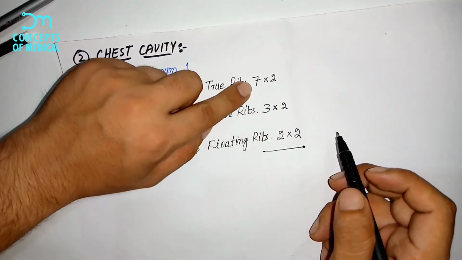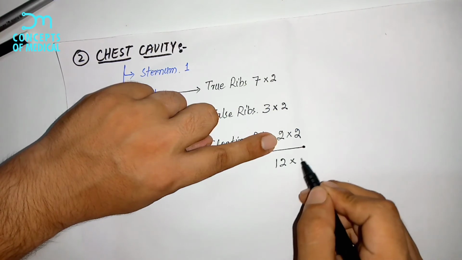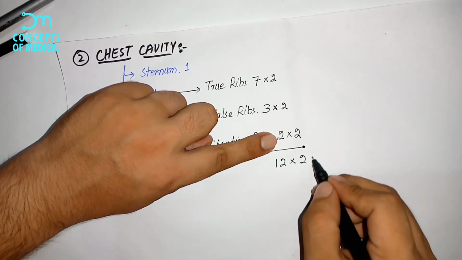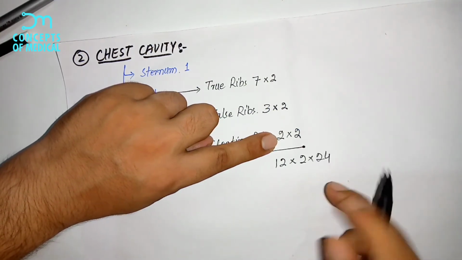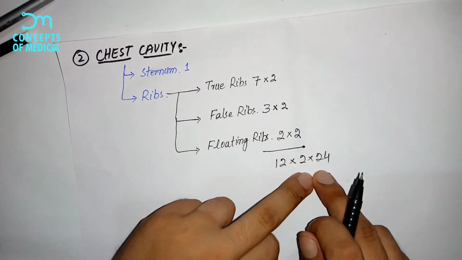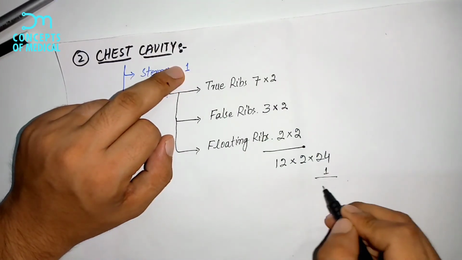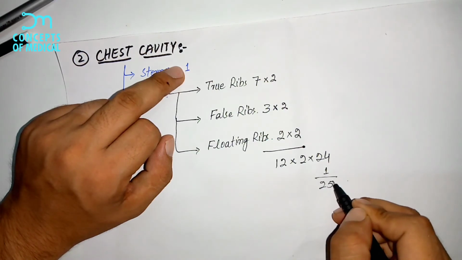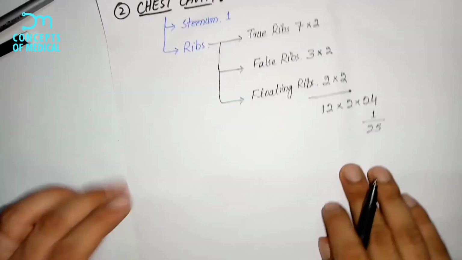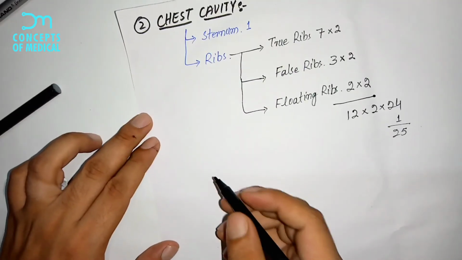If we just add them, so we have 12 on one side, we will multiply it by 2, so this becomes 24. So 24 bones we have, and these 24 are actually ribs, and one is the sternum. So in the chest cavity, how many bones do we have? 25, right? So the third point here we have is the vertebral column.